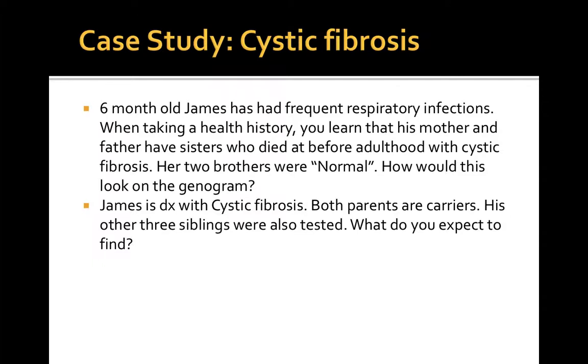Now, let's go on to a case study. 6-month-old James has had frequent respiratory infections. When taking a health history, you learn that his mother and father have sisters who died before adulthood with cystic fibrosis. Her 2 brothers were normal. How would this look on the genogram?